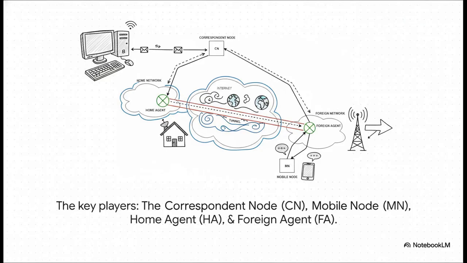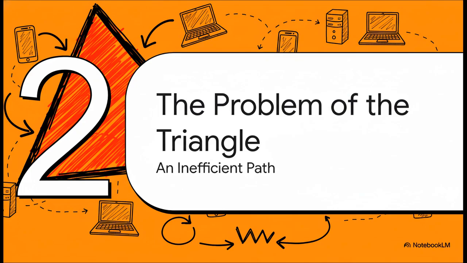This diagram here shows us all the key players in this little drama. You've got the correspondent node, or CN, that's just any device trying to talk to you. You are the mobile node, the MN. Then back on your home network, you have your home agent, or HA. And wherever you happen to be visiting, there's a foreign agent, or FA. These four are the absolute backbone of mobile IP. So all the pieces are on the board, ready to keep you connected. But the default way they talk to each other creates this major inefficiency.